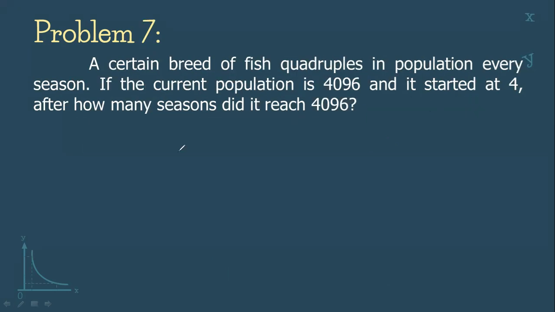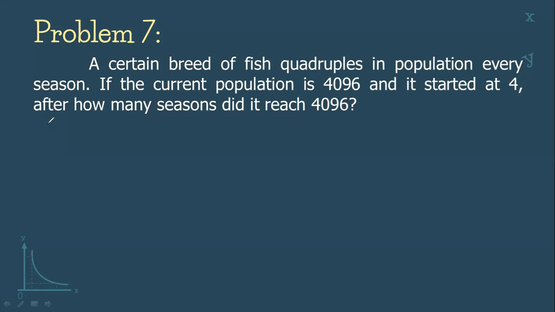Okay, so how about this one? I want you to pause this video and please try this first on your own. So for problem number 7, a certain breed of fish quadruples in population every season. If the current population is 4,096 and it started at 4, after how many seasons did it reach 4,096?